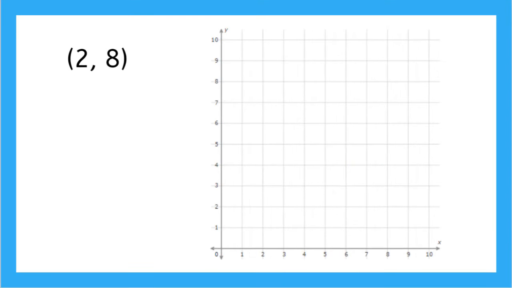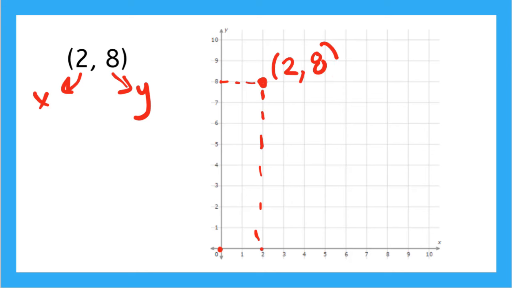So my coordinates this time are 2, 8, remembering the 2 corresponds to my x-axis, and 8 is my y-coordinate, corresponding to my y-axis. So first let's find our 2 on our x-axis. I start at my origin, I move over 2, that's my x-coordinate. For my y-coordinate, I start at my origin, I find my 8, there's my y-coordinate. So now the point where these two points meet is where my coordinate lives. So my ordered pair 2, 8 lives right there.